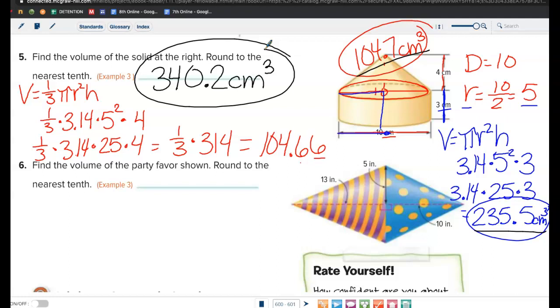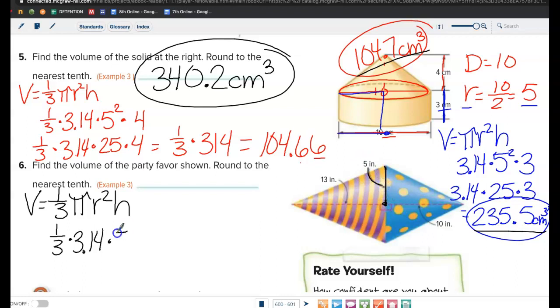All right, number 6, we're going to find the volume of the party favor shown, and we're going to round to the nearest tenth. So this time I actually just have 2 different cones, so I'm going to use the same formula for both. Volume equals 1/3 times pi r squared times height. So let's find the purple striped one first. I take 1/3 times 3.14 times the radius. Right here is where that circle would be. They're saying that right there is 5 inches.